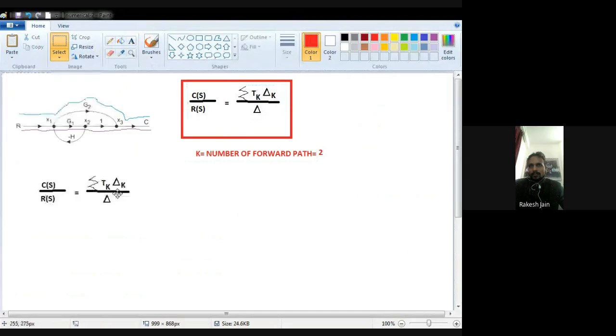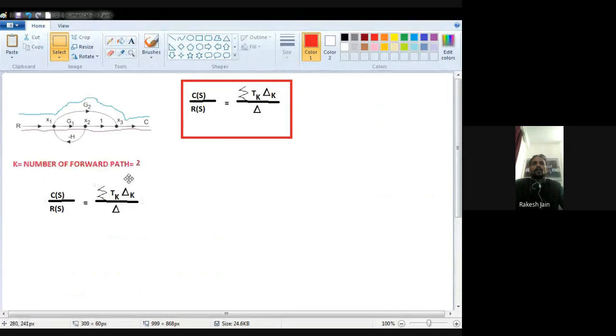So what is the answer of this step? How many forward paths are there? There are two forward paths. So now what is the next step? Just write down the converted formula. So I write down here.